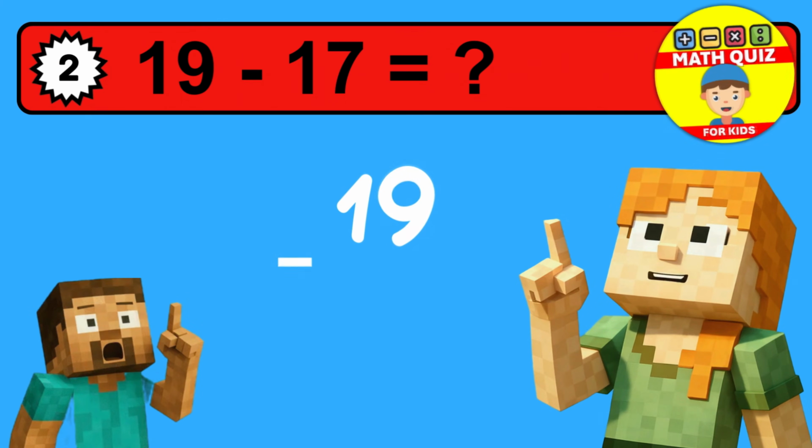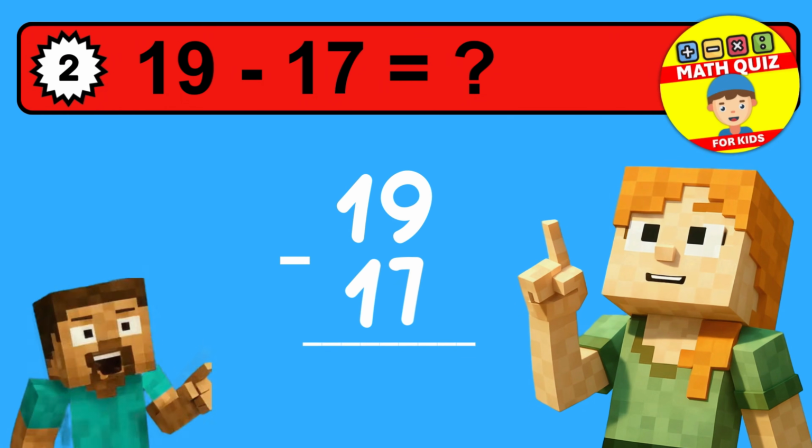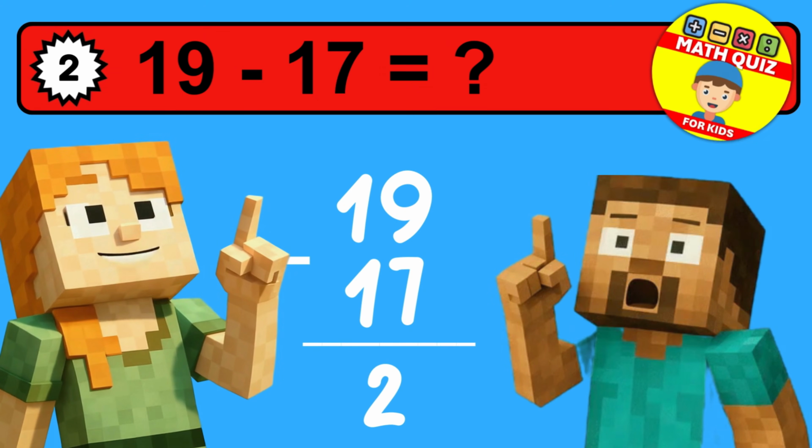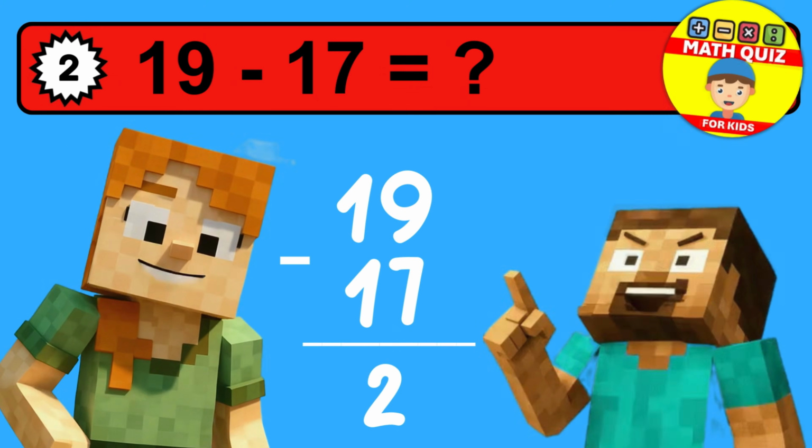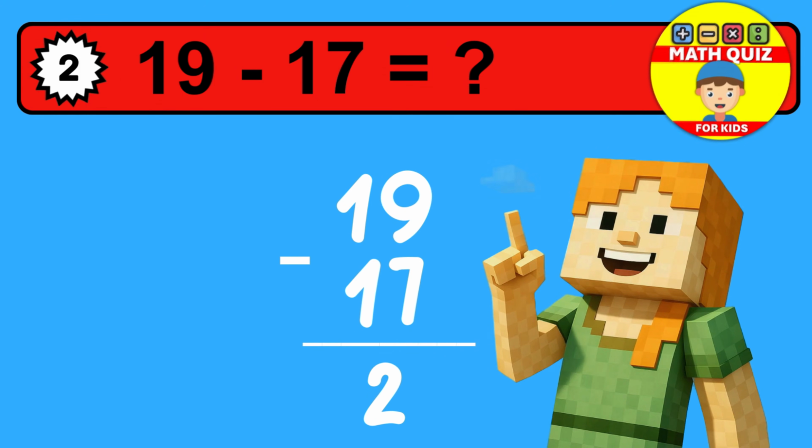Let's solve this step by step. We start with the units. 9 minus 7 is 2. Then we go to the tens. 1 minus 1 is 0. The final answer is 2.